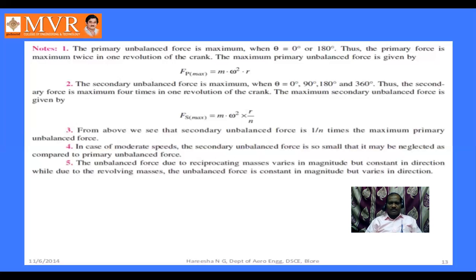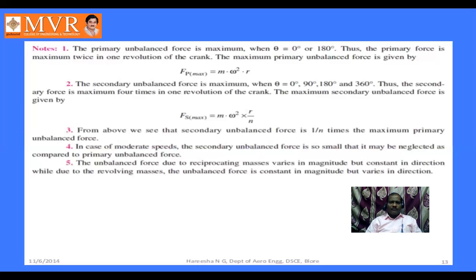Before closing, let me summarize the concept. First, I have defined that revolving and reciprocating masses have unbalanced forces. These unbalanced forces can be balanced by adding a mass. By adding mass in reciprocating parts also, we cannot bring it into a completely balanced stage. That's why we call it partial balancing. In partial balancing, we have two types: primary balancing and secondary balancing. So we have derived the two formulas.